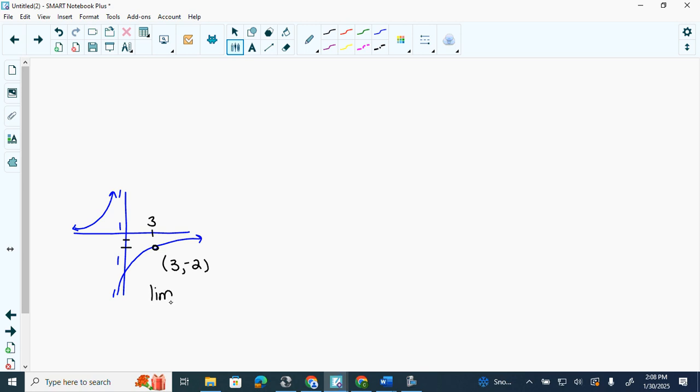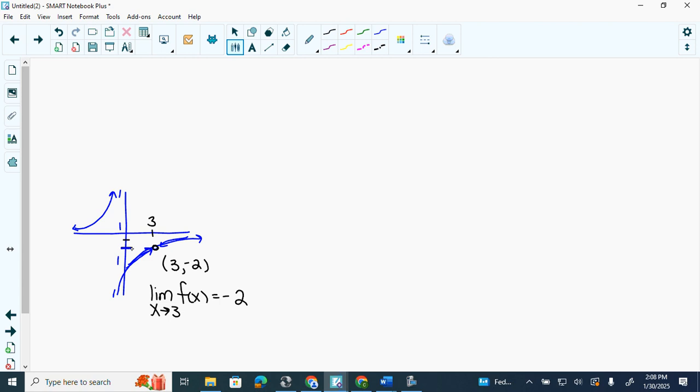If this was the graph, the limit as x approaches 3 of f of x, my answer would be -2. It doesn't actually exist there at all, though, does it? But the definition of a limit is not what the value is at that x value. It's what it approaches. So from the left, I'm approaching -2. As I approach 3 from the left, I'm approaching -2, correct? And as I'm approaching 3 from the right, I'm approaching -2. So that's why my answer is -2.